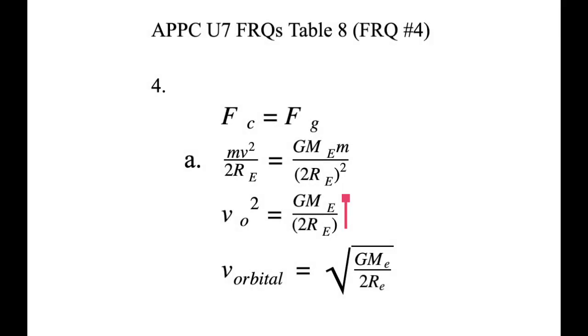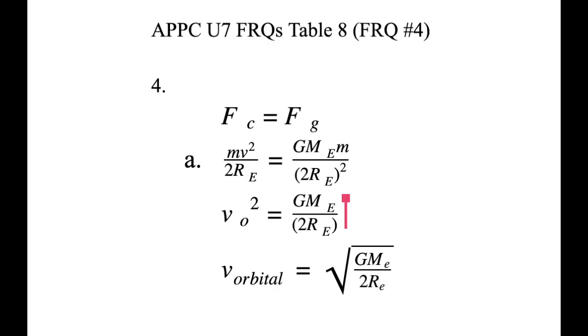Hi, my name is Min Jae Kim, and I will be doing question 4, part A. Because the satellites are in an orbit around the Earth, the centripetal force is a gravitational force in this problem. Therefore, the centripetal force equals the gravitational force. The centripetal force is m v0 squared over 2re, where re is the radius of the Earth. And the gravitational force is G Me times the mass of the satellite over (2re) squared.